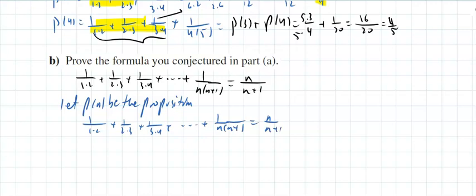Well, what do we do first? First order of business, we go for P of 1. This is step 1. Either you take the first term or you plug n equal to 1 in there, and you show that those are the same.